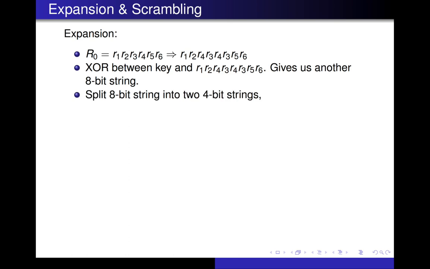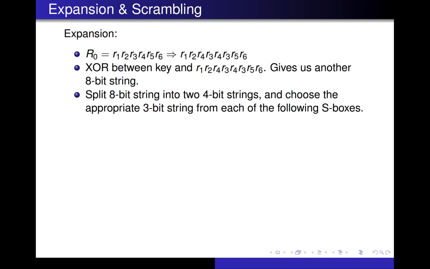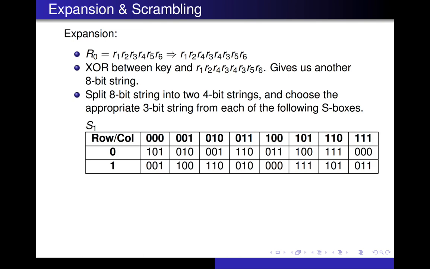All right, so now we're going to work our way back down to 6 bits. We're going to do it in kind of a funny way. The first thing we're going to do is take that 8-bit string and split it into two 4-bit strings, a left-hand 4-bit string and a right-hand 4-bit string. And then we're going to convert each of those into a 3-bit string from these, well, they call them S boxes for some reason. And here's the first S box, right? It's a box of a bunch of 3-digit binary numbers.